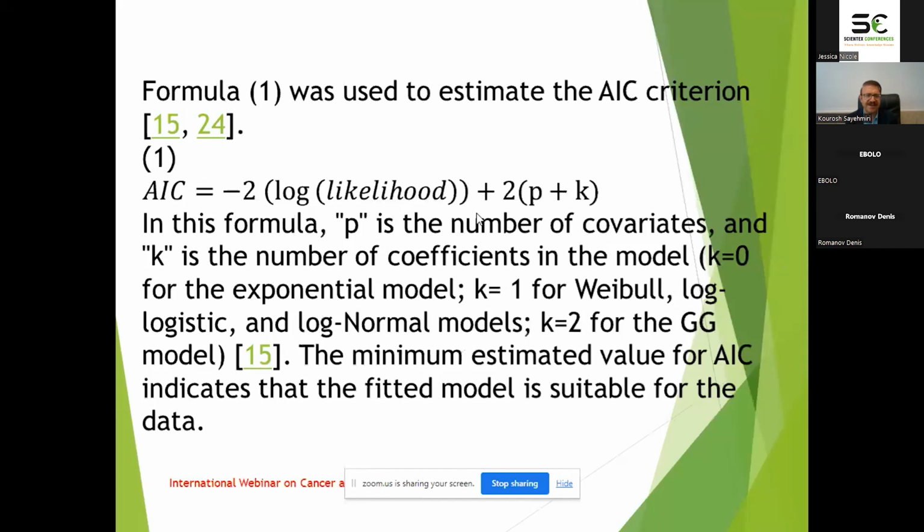One of the criteria to choose the best model is Akaike. Akaike is minus 2 log likelihood plus 2 times (p plus k). Here p is the number of covariates and k is the number of coefficients in the models. If k equals 0, we can use the exponential model. If k equals 1, we can use Weibull or log logistic or log normal models. And if k equals 2, we can use generalized gamma models. And the minimum estimated value is indicated, and the fitted model is suitable for the data.